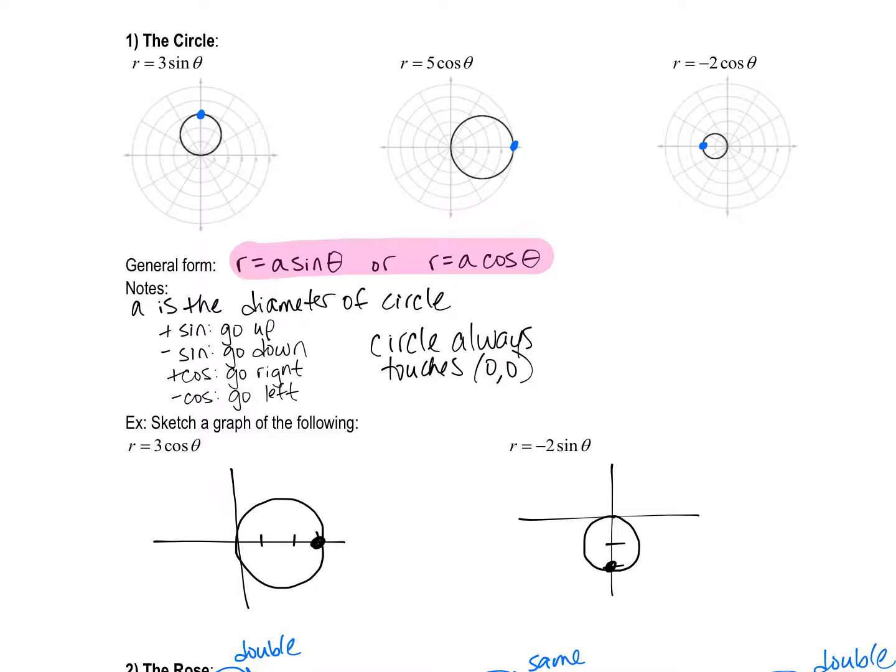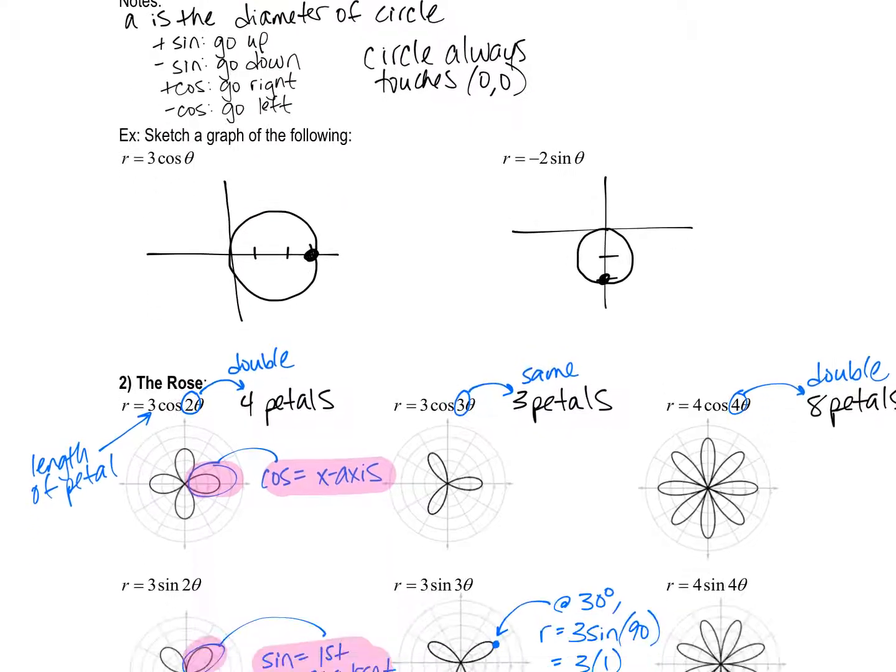Just keep in mind, the main point is whether the sine is positive or negative tells you positive y-axis or negative y-axis. If the cosine is positive or negative, positive x-axis, negative x-axis. Okay, I'm going to go down to number 2, the roses.